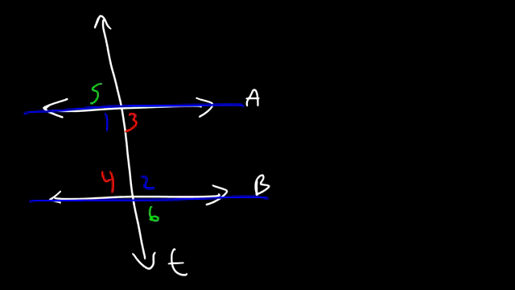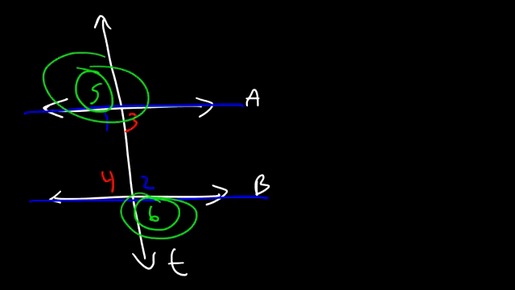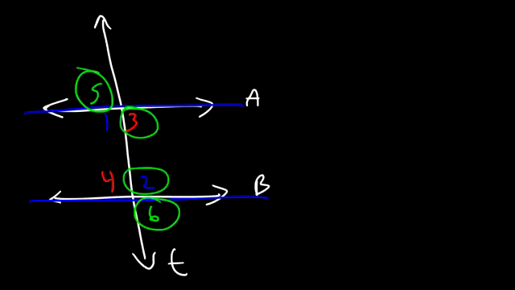5 and 6 are alternate exterior angles. They're alternate angles because 5 is on the left side of the transversal, 6 is on the right side. And they're in the exterior of the two parallel lines. They exist outside of the two parallel lines. Now 3 and 2 are consecutive interior angles, and they add up to 180. Consecutive interior angles are also known as same side interior angles.